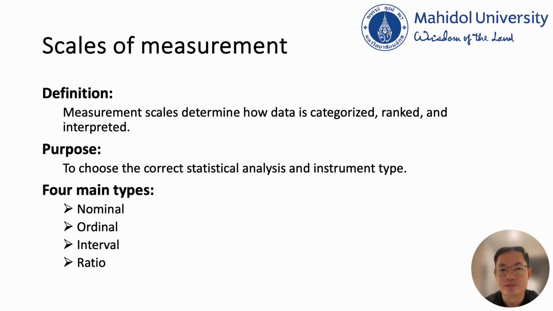Measurement scales determine how we classify and interpret our data. Choosing the correct scale is important because it affects the types of statistical tests we can apply. There are four main types of scales: nominal, ordinal, interval, and ratio. Each has unique properties and is used for different kinds of data.